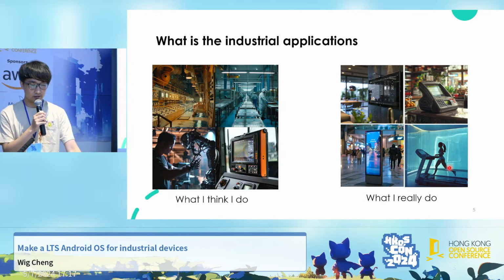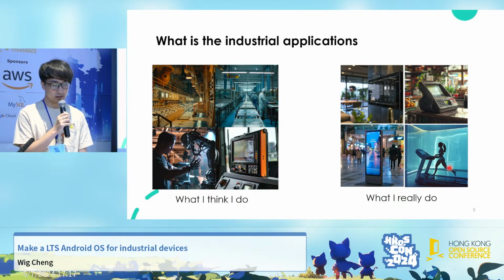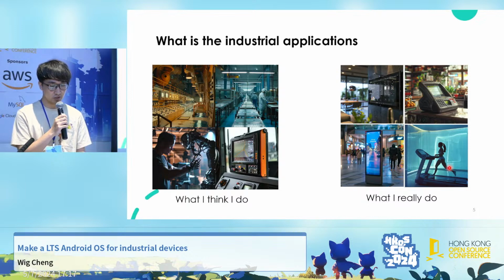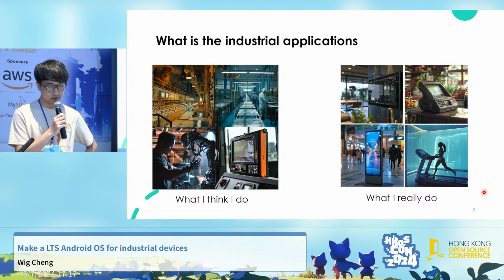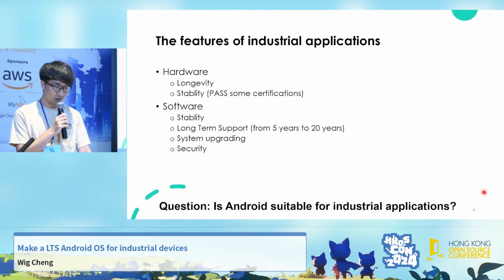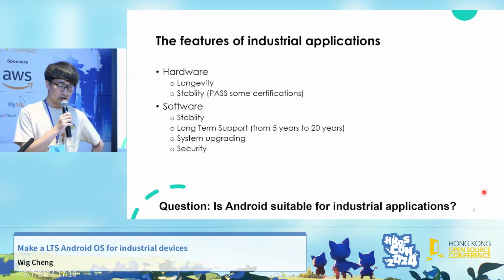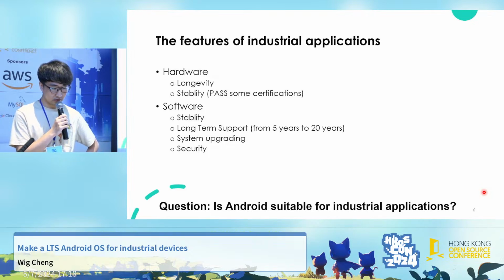But the truth is over 70% of projects are focused on the right side, including home automation, point of sale machines, business machines, or kiosks for digital signage. But why can they also be called industrial applications? Because no matter left side or right side, they have the same features. As on this page, there are two important items, the hardware part and the software part. And there are two items in the hardware part.